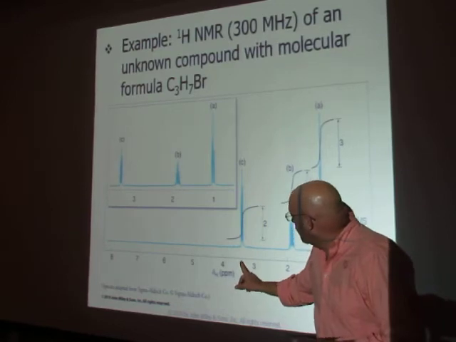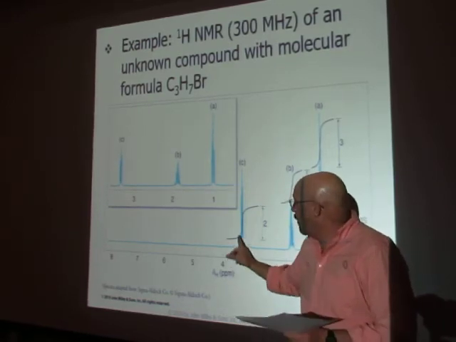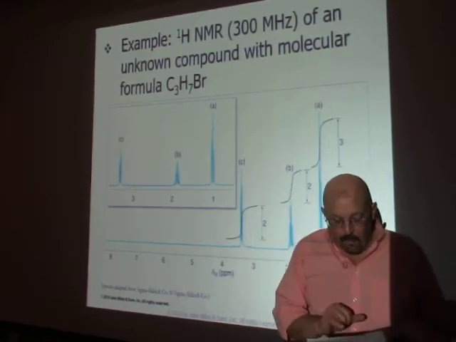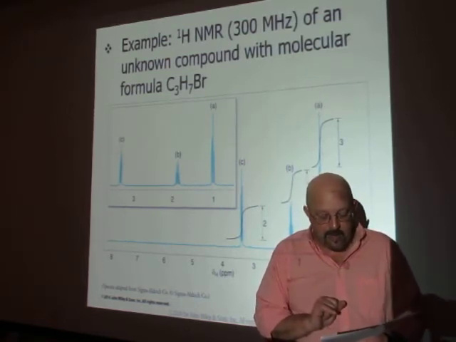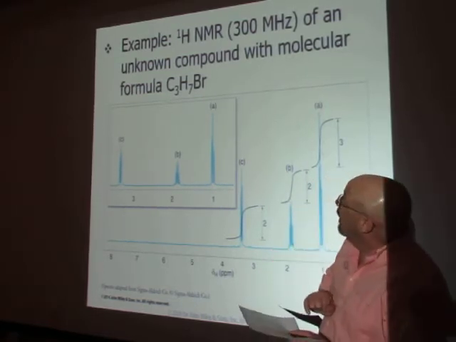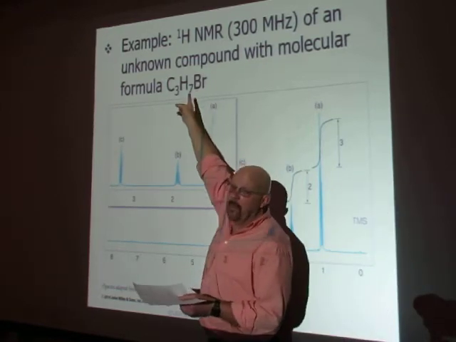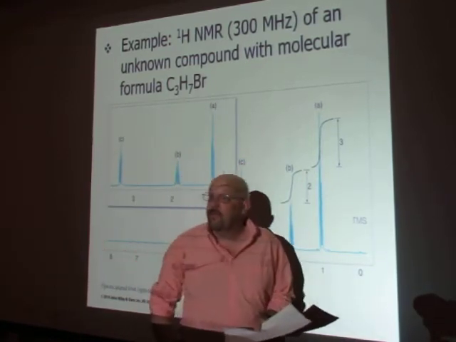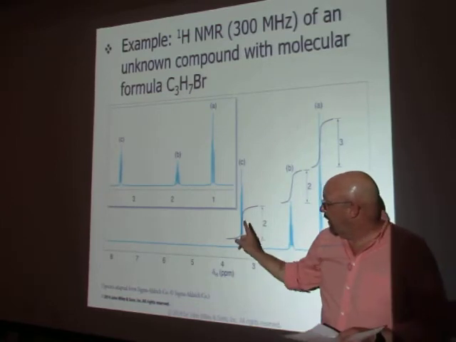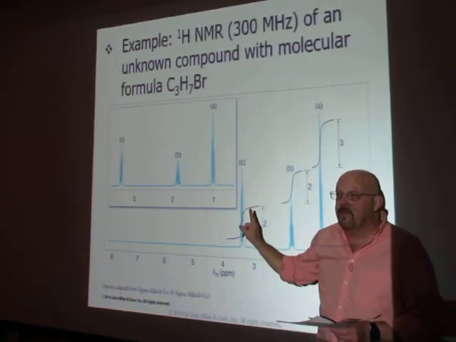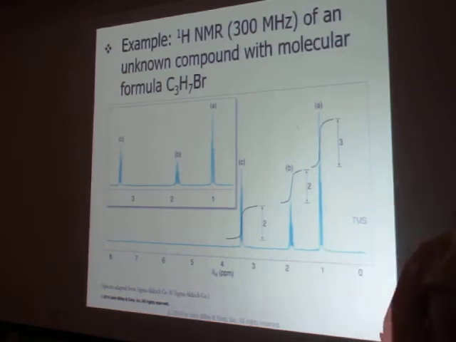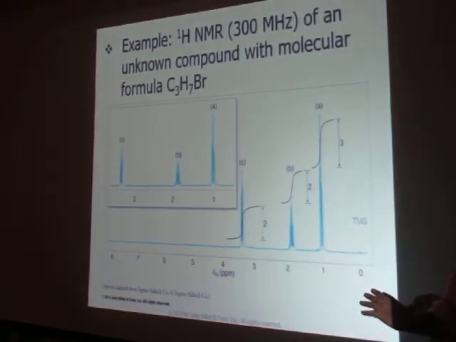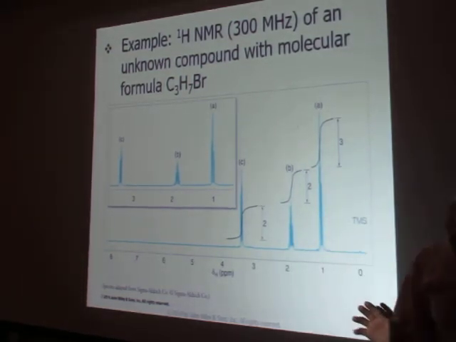Okay, this one's at 3.1, 2, 3, 3.4. 3.4 says a hydrogen on a carbon that's connected to an electronegative atom. Hey, I have an electronegative atom. I got a bromine. Okay, that's something I need to know. That's a hydrogen on a carbon that's connected to my bromine. Now, we've got some real pieces there already starting to form.